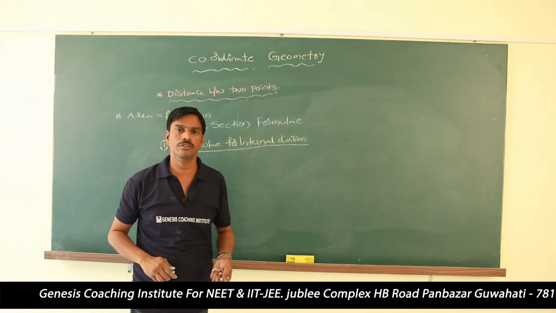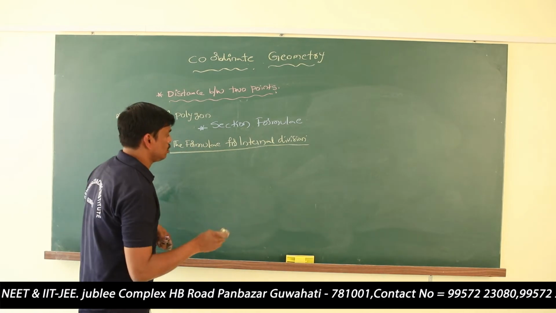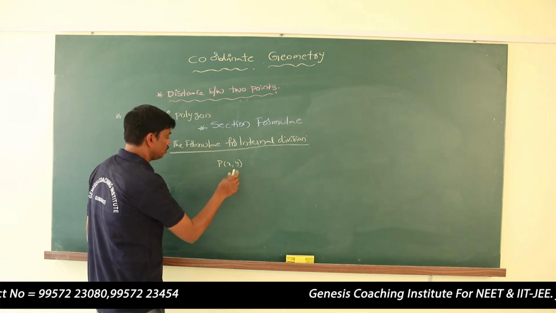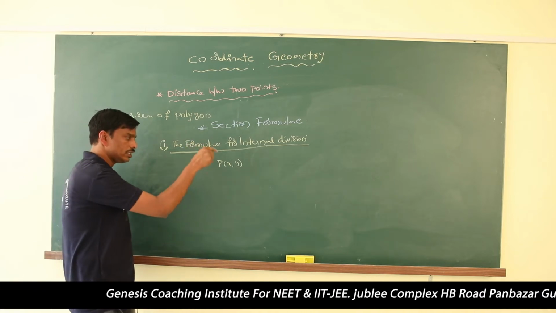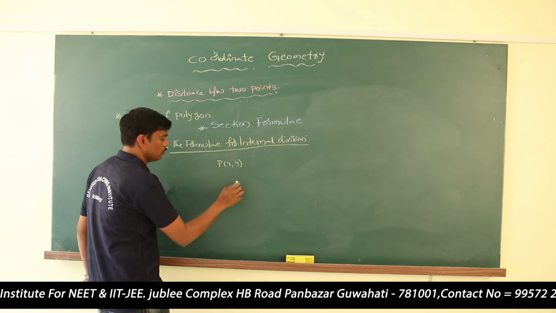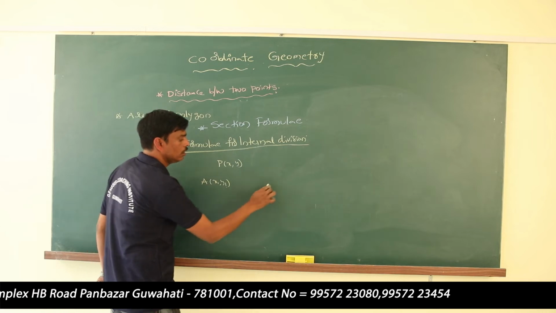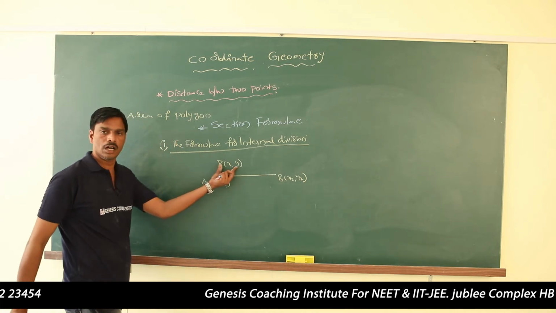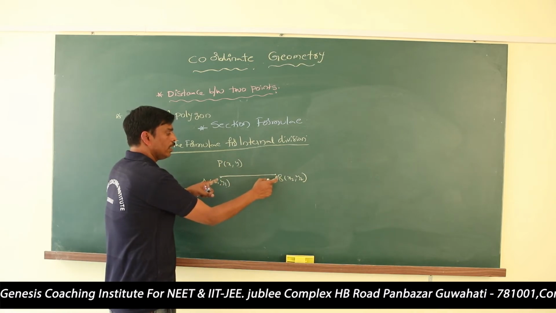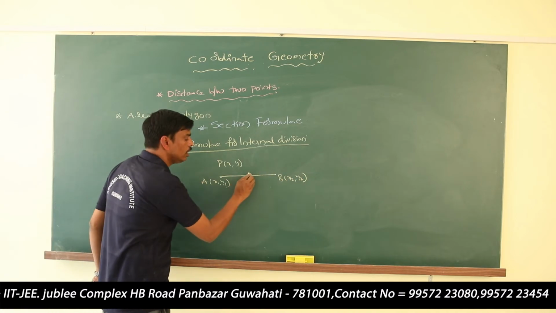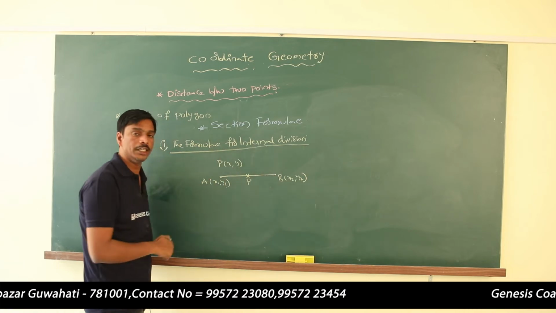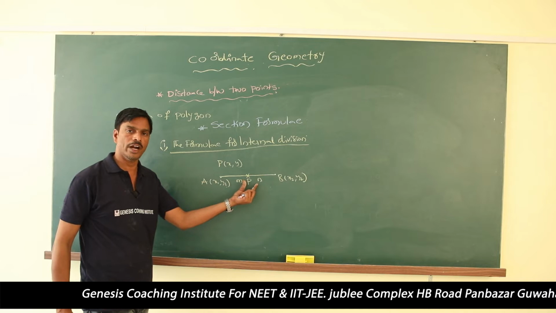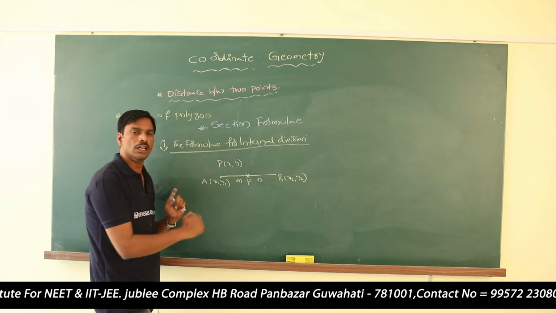So what is the formula for internal division? Suppose the point is P (x, y). This point divides the line segment joining A (x1, y1) and B (x2, y2) in the ratio AP to PB internally. Suppose the ratio is m to n. So the point P (x, y) divides the line segment joining these 2 points internally in the ratio m to n.